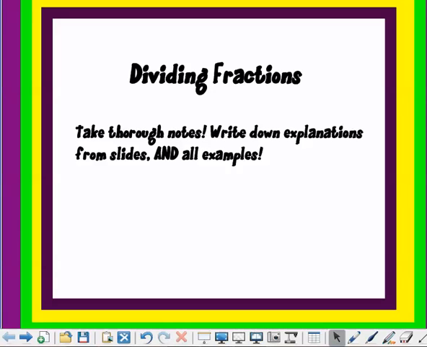Today's lesson is on how we can divide with fractions. Be sure during this video to take thorough notes. Please write down the explanations that you see at the top of the screen, as well as all the examples that we go through together today.